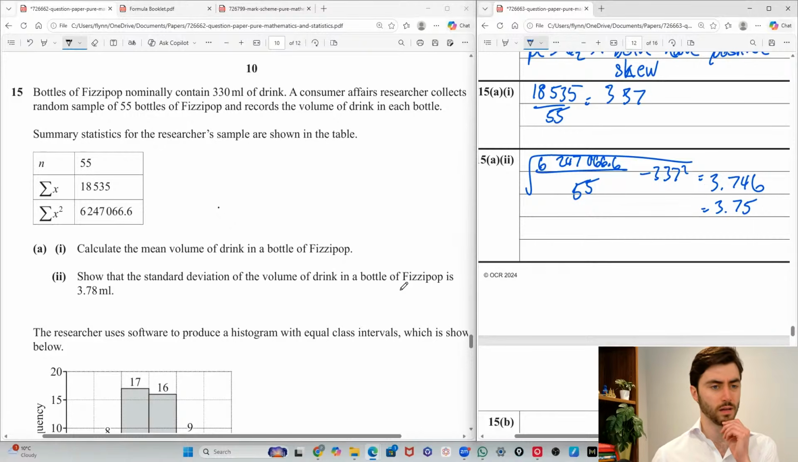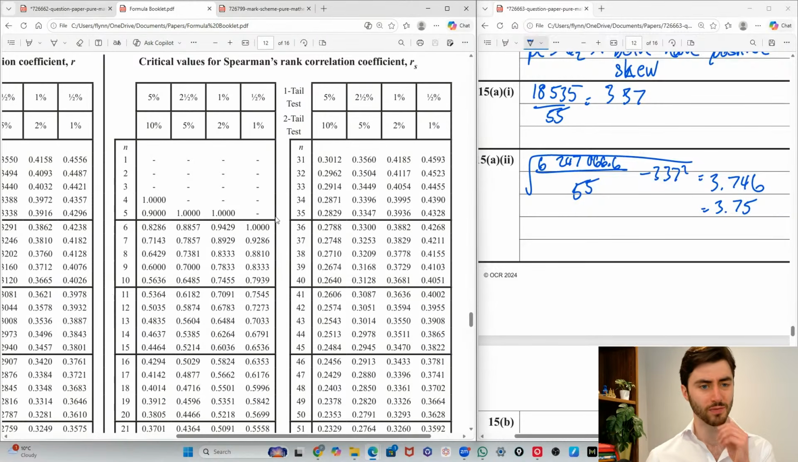Did I type something in wrong? 6,247,066.6 all over 55. I'm wondering, so what I'm going to do is check the formula book in a minute and see whether they're calculating it differently. Are they calculating it differently?